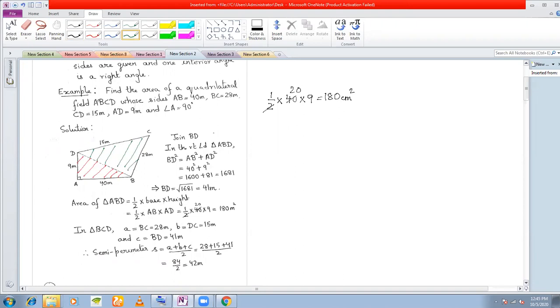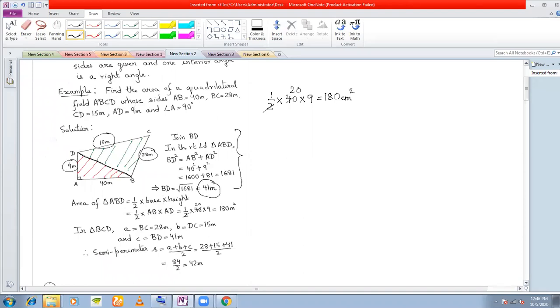Now the problem is to find out the area of the other triangle. How do you find it? Once you have joined B and D, in the triangle that is formed, you already know this side and this side. The only unknown side is BD, the side that we have joined. BD is nothing but the hypotenuse of this red shaded triangle. So you proceed to find the length of BD by Pythagoras theorem. I have shown the working here. I've calculated BD to be 41 meters.